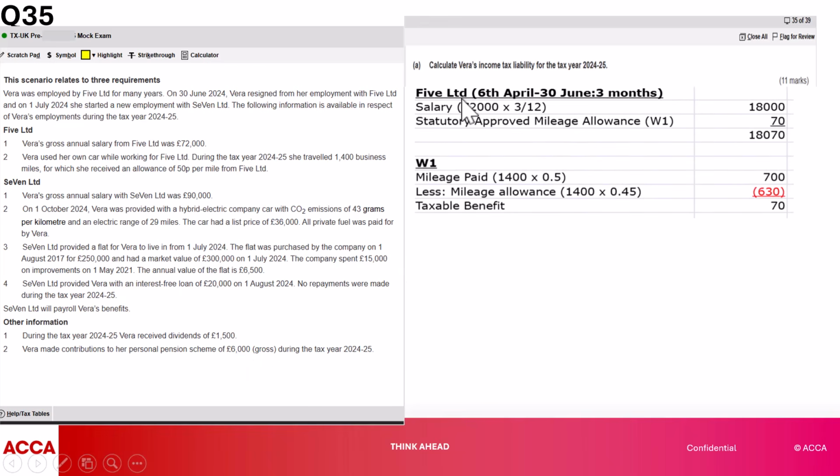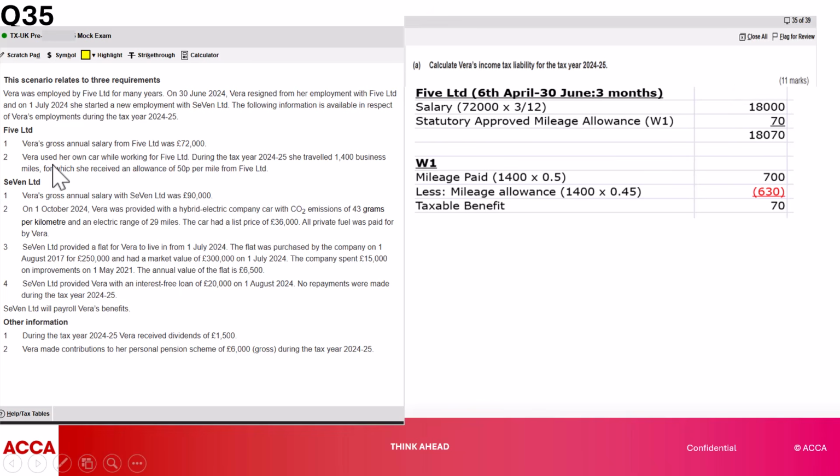Now, let's start off with 5 Limited, okay? So we're told in the first sentence, Vera was employed by 5 Limited for many years, but she resigned from her employment. So on 30th of June, she resigns. And therefore, for that particular tax year, she's been there only from 6th of April to 30th of June, which is 3 months. So as much as we're talking about her annual salary being 72,000, we are only going to consider the salary for the 3 months that she worked for that particular company in that tax year.